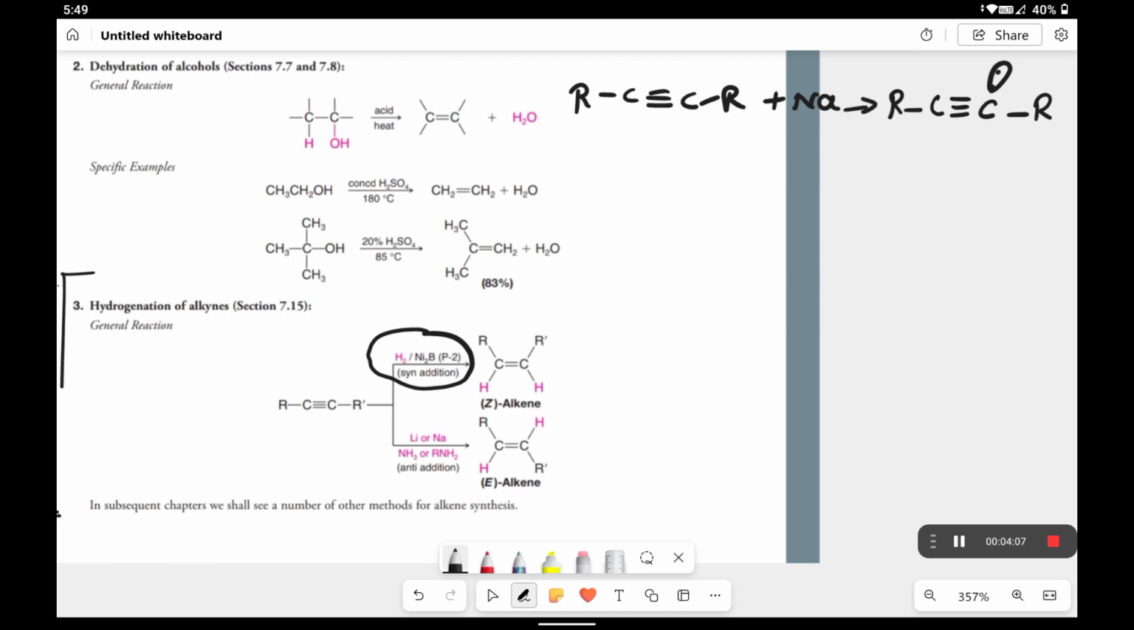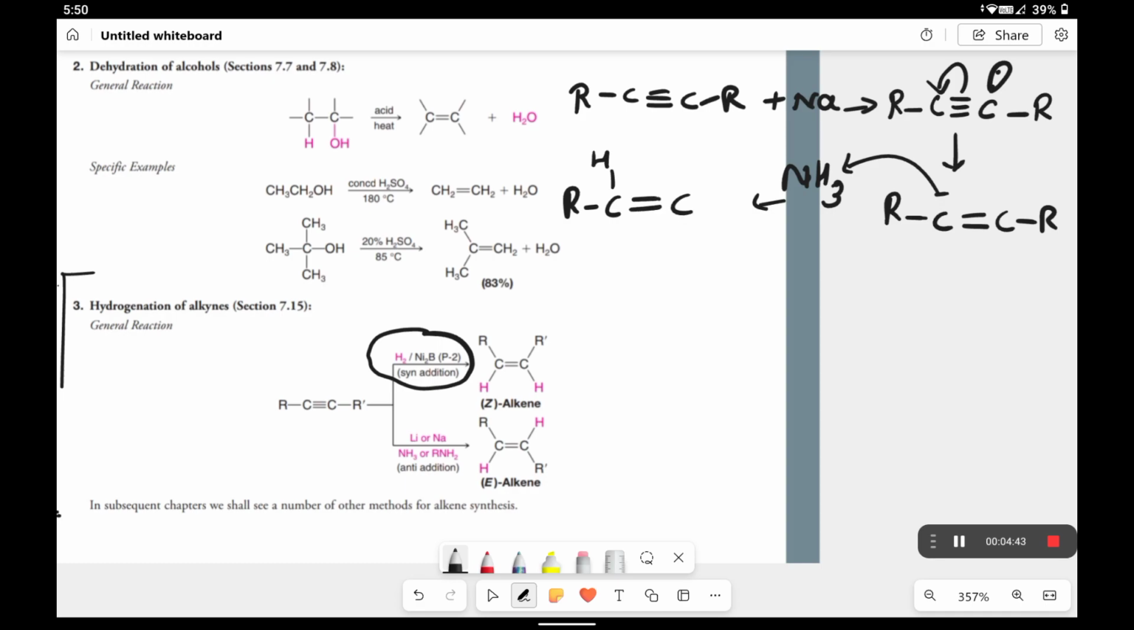The electron goes into the orbital. Then what happens after the addition of this electron? The pi bond is going to move here, which leads to the formation of R C minus double bond C. This can easily abstract a proton from the liquid ammonia, and it gets converted to the R C double bond.